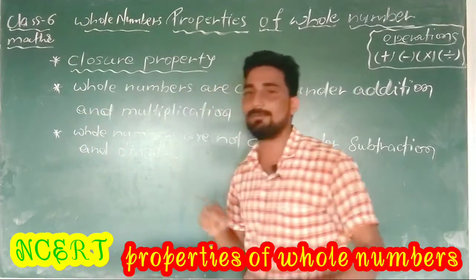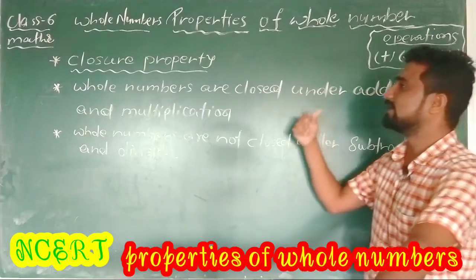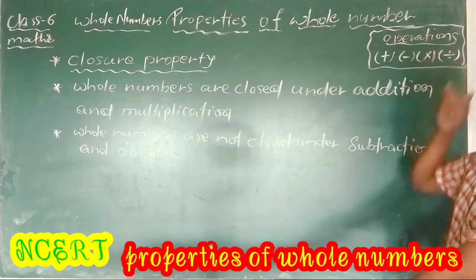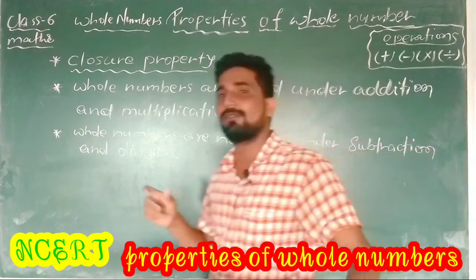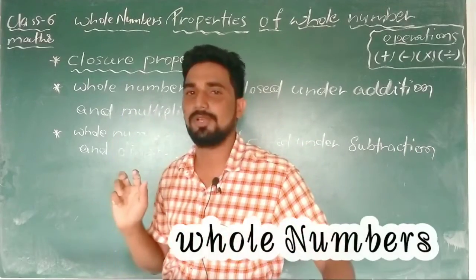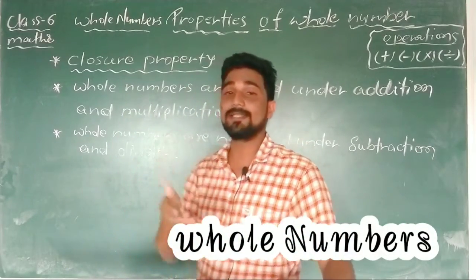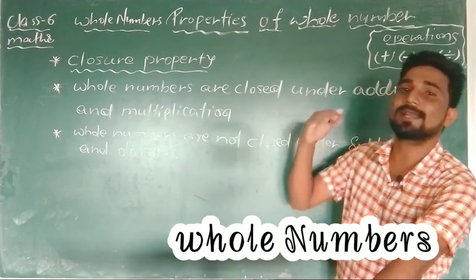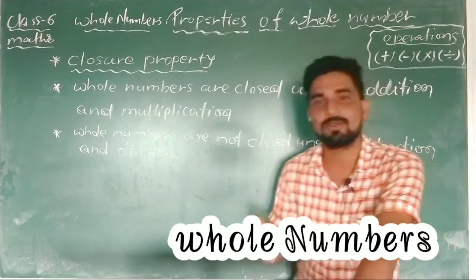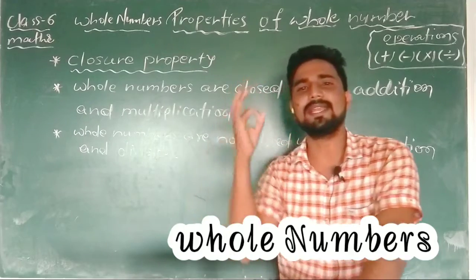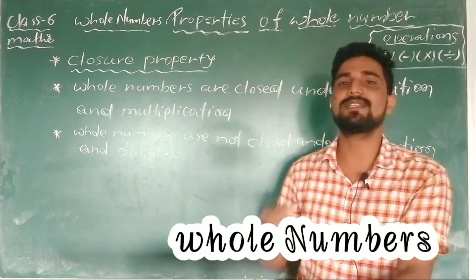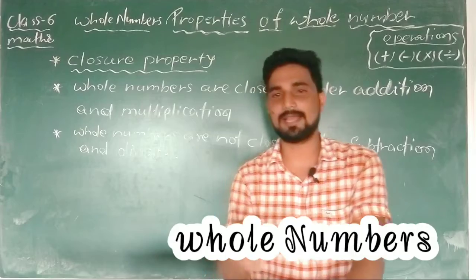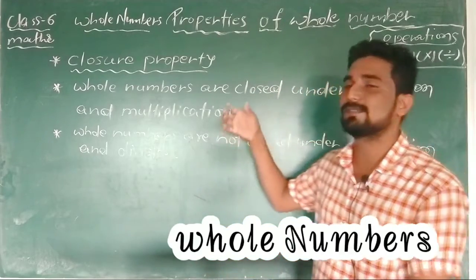And one more thing I must tell you here: I will check this property for whole numbers, but it is not like this property will work for whole numbers only. No, it's not like that. We can check this property for integers also, for rational numbers also, for even numbers also, for odd numbers also, for any kind of number which is in this world. For them we can check this property.